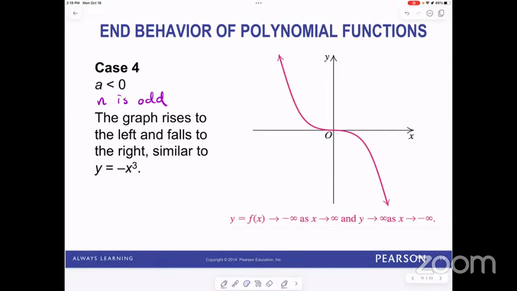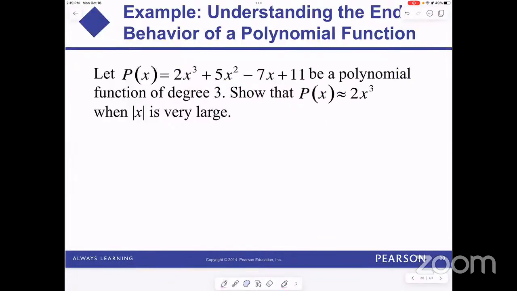Forge ahead. So given this polynomial of degree 3, we want to show that this polynomial is approximately equal to the power function 2x cubed when the absolute value of x is very large.